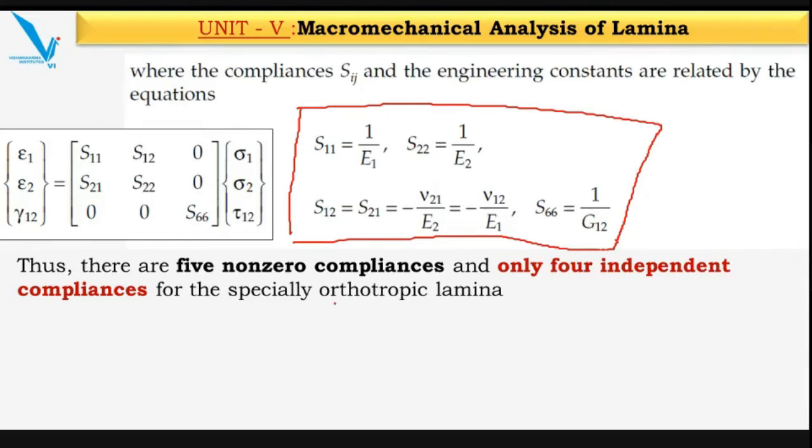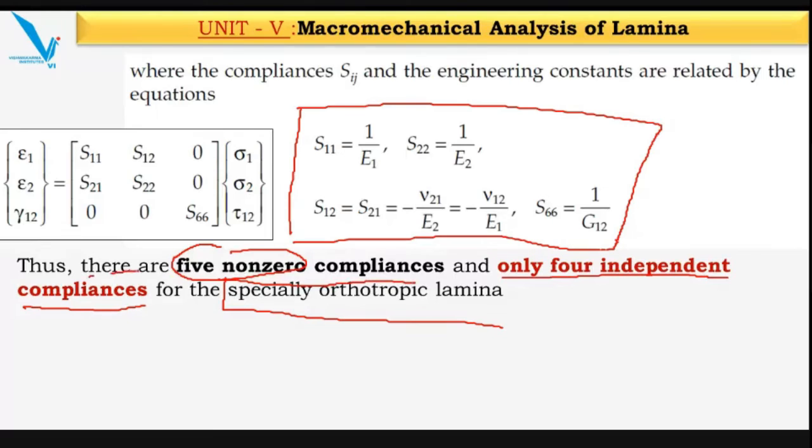And how many non-zero compliances? 5 are there: 1, 2, 3, 4, 5. 5 are non-zero. But since one is symmetric, only 4 independent compliance constants are there for the specially orthotropic lamina. This is the case for the specially orthotropic lamina, and this is the 2D case. So now we have arrived at these equations, and the corresponding values we have also discussed.